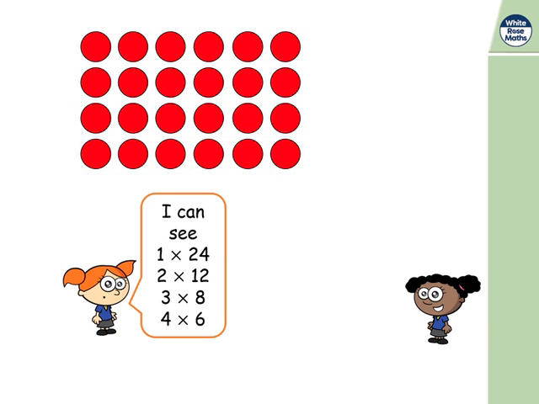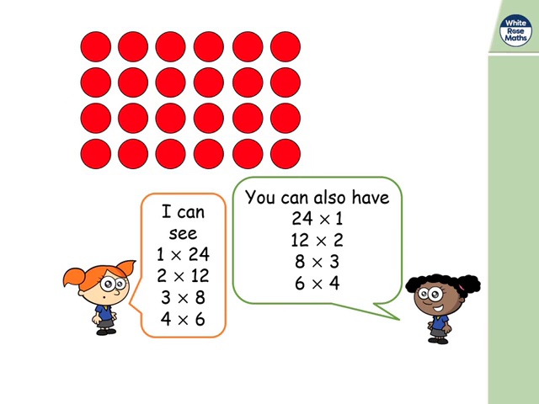But Whitney says she can do 4 more. Yes, Whitney. Instead of one group of 24, remember we can swap the numbers around. So we can have 24 groups of 1. And instead of 2 groups of 12, we can have 12 groups of 2. And instead of 3 groups of 8, 8 groups of 3. Brilliant, Whitney. I like your thinking.